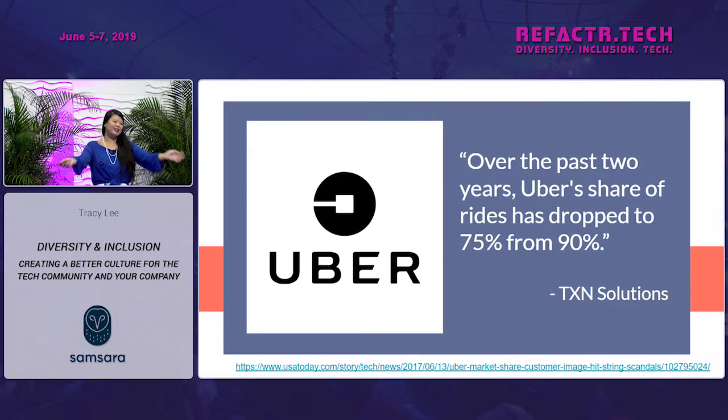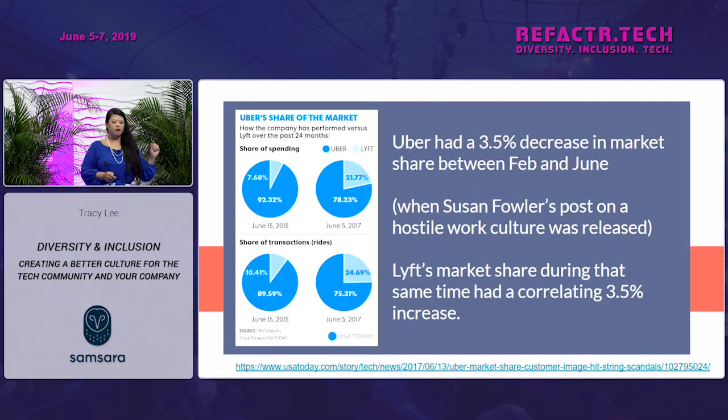And then again, not to pick on Uber, but the internet really loves Uber as an example. You can see these numbers, right? Over the past 2 years, Uber's share of rides has dropped from 90% to 75%. If you look at when Susan Fowler's post on Uber being a hostile workplace was released, that was February 2017.